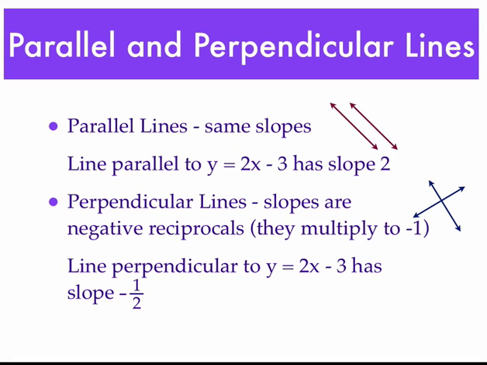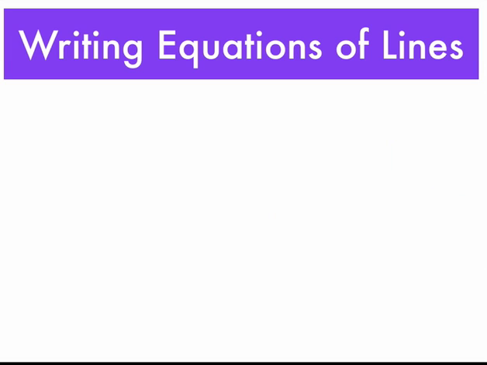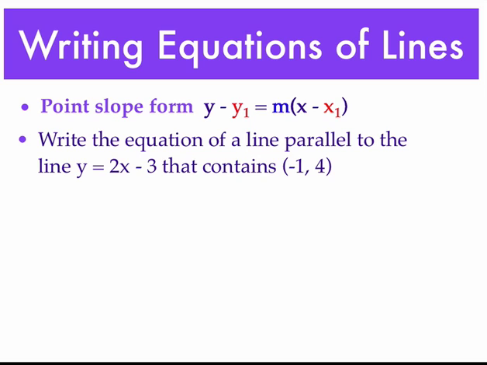Okay, flip your paper over. The rest of this is on the back side. To write an equation of a line, you would use point-slope form, where x1, y1 is the point, and m is the slope. For example, suppose you want to write the equation of a line parallel to the line y equals 2x minus 3 that contains the point -1, 4.